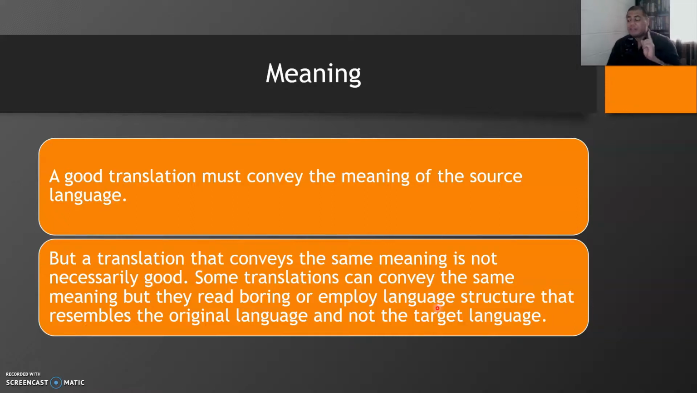However, a translation that conveys the same meaning is not necessarily good. It might convey the same meaning, but the translation is not good, because some translations read boring. You read them and you say, no, this is not interesting. Or they employ language structures that resemble the original language and not the target language. And that is something we must avoid. That is why it's important that we have good grammar in both languages, because the language structure affects greatly how someone understands the message.